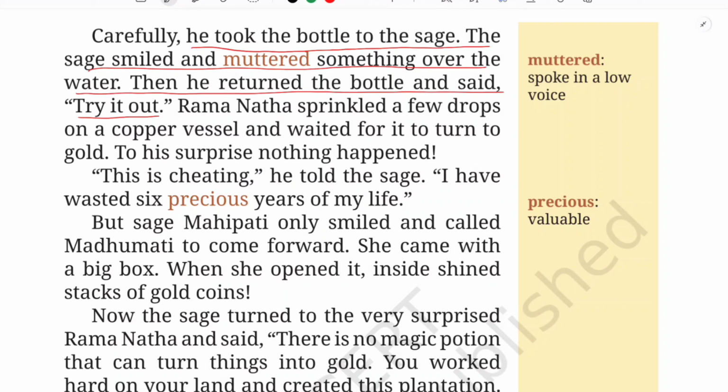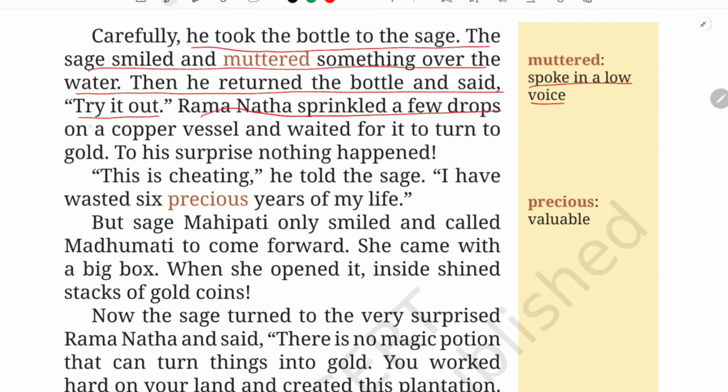So what did the sage mutter? Muttering means speaking in a very low voice. He might have chanted some mantra, like om nam nam nam, something like that. Then he returned the bottle to Ramnath and asked him to try it out. Try what? To sprinkle a few drops of those dewdrops onto any object.